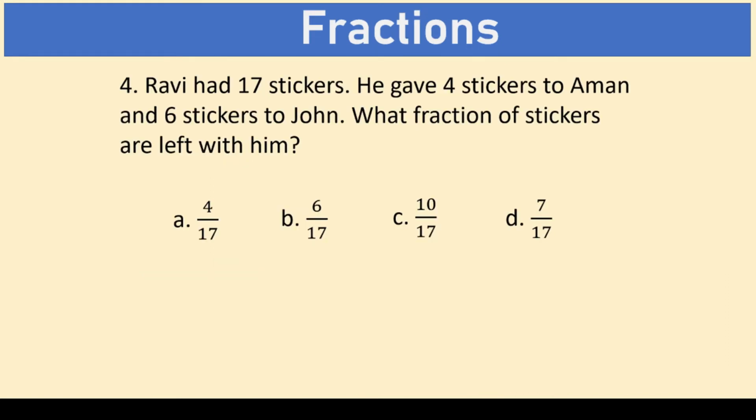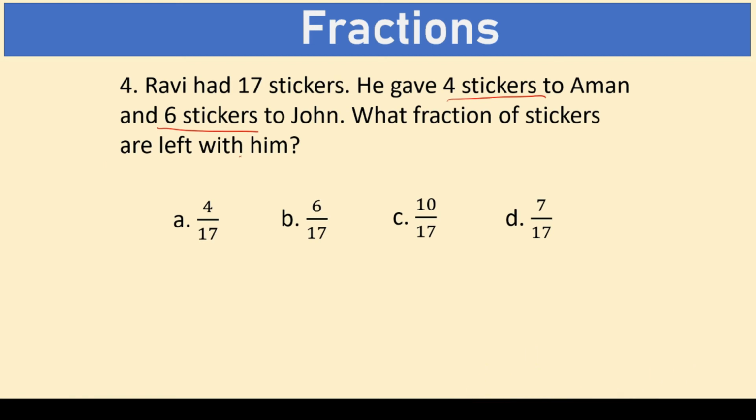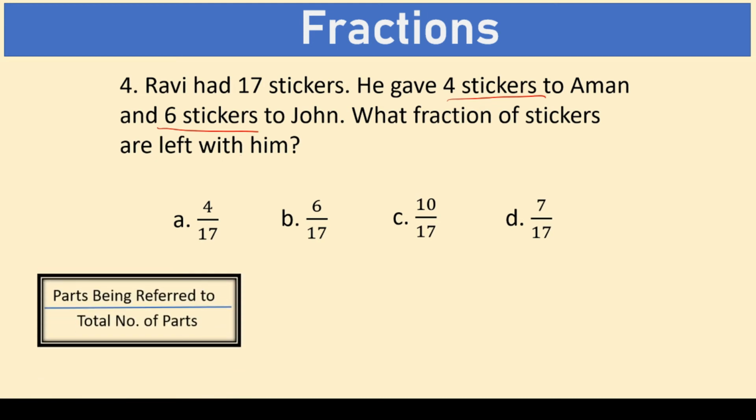Next question. Ravi had 17 stickers. He gave 4 stickers to Aman and 6 stickers to John. What fraction of stickers are left with him? Always remember the formula for what a fraction is. The fraction is parts being referred to, that is how much is left with Ravi, divided by the total number of parts, which is 17 stickers. So our denominator is 17, and let's find out what is remaining with Ravi.